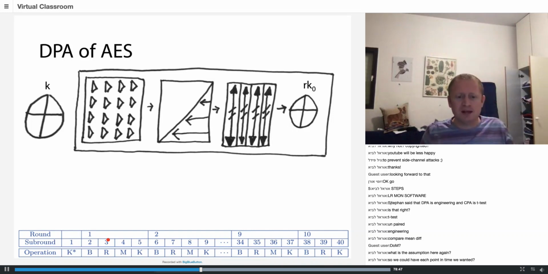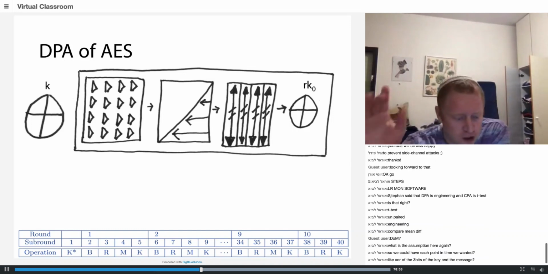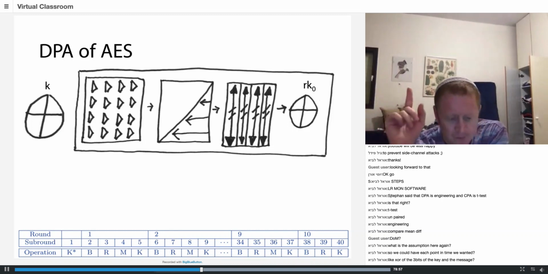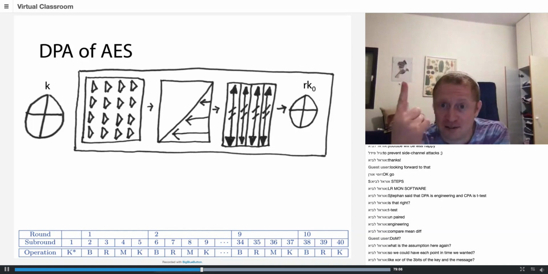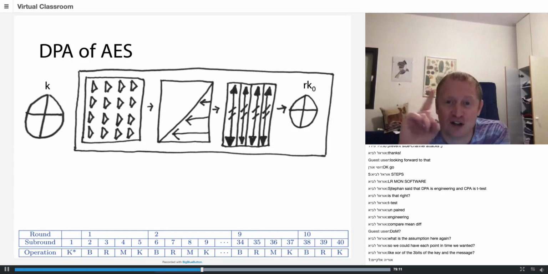So let's begin looking at the evolution of the state over time. And the question I'm going to be asking you, at each point of time, is how many bits of the key affect each bit of the state? So one bit of the state, how many bits of the key affect this single bit, right?